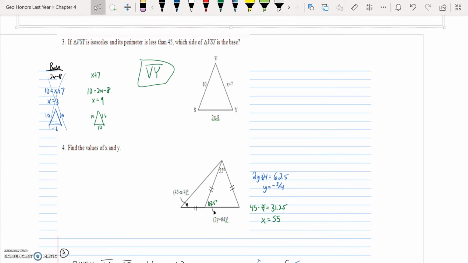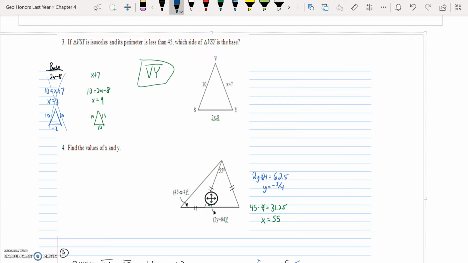Let's see what those theorems do for us as we look to solve problems. First problem we have says that triangle VSY is isosceles, and it looks like VS is equal to VY. It says the perimeter is less than 45. Which side of this triangle is the base? Now the two legs are the two sides that are equal to each other. The base is the one that isn't necessarily equal to them.